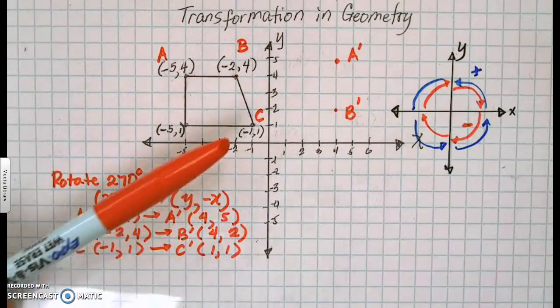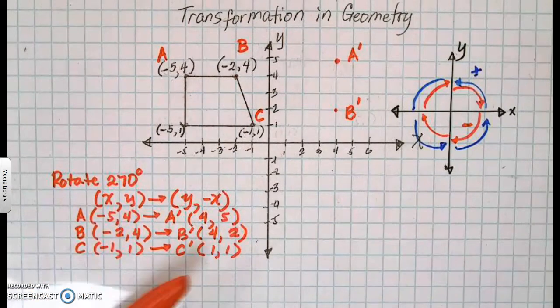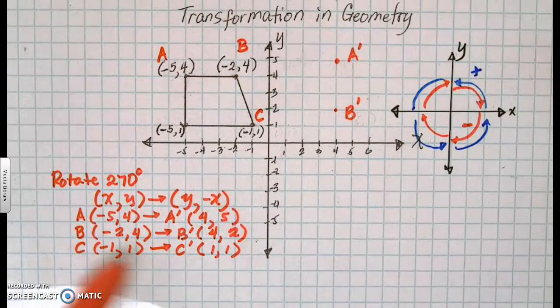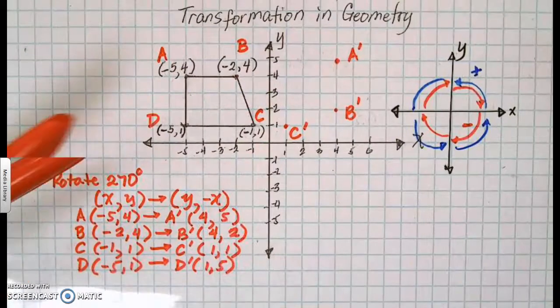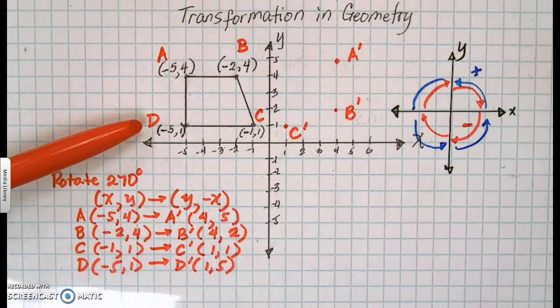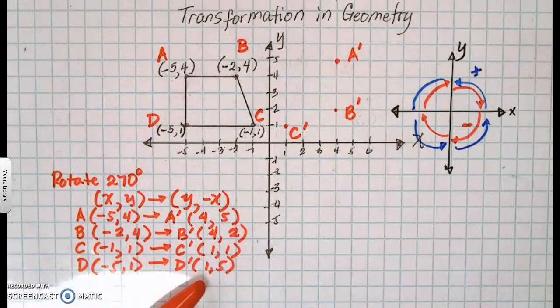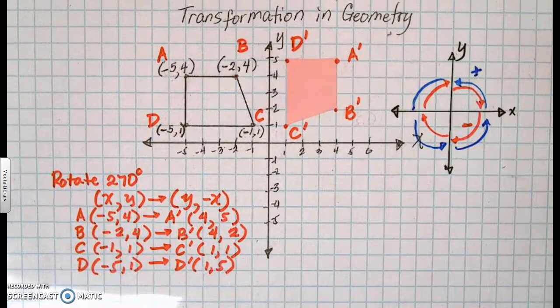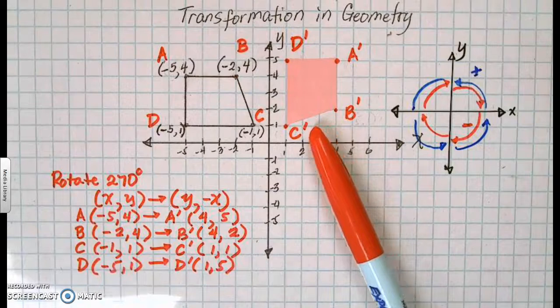So our C has coordinates of (negative 1, 1). We are going to do the C prime, which is flip them and change the sign of the x to positive. This now is the location of C prime. Let us now work on the D. The D has coordinates of (negative 5, 1) and will turn to (1, positive 5). This now is our new image, the image that we have rotated positive 270 degrees about the origin.